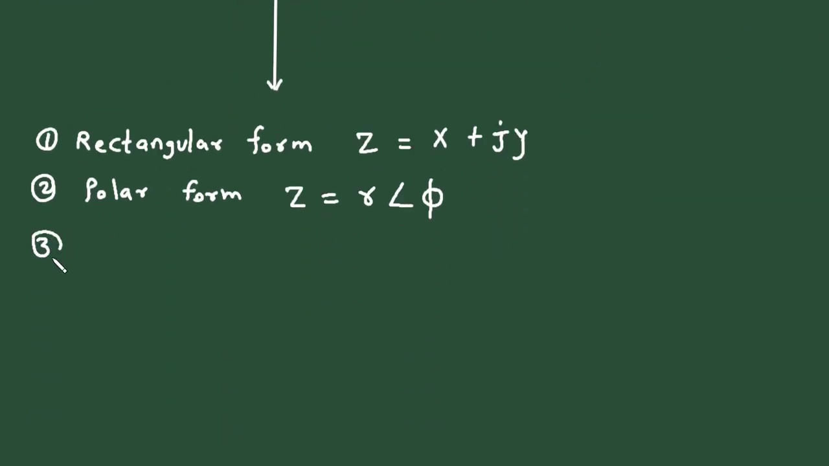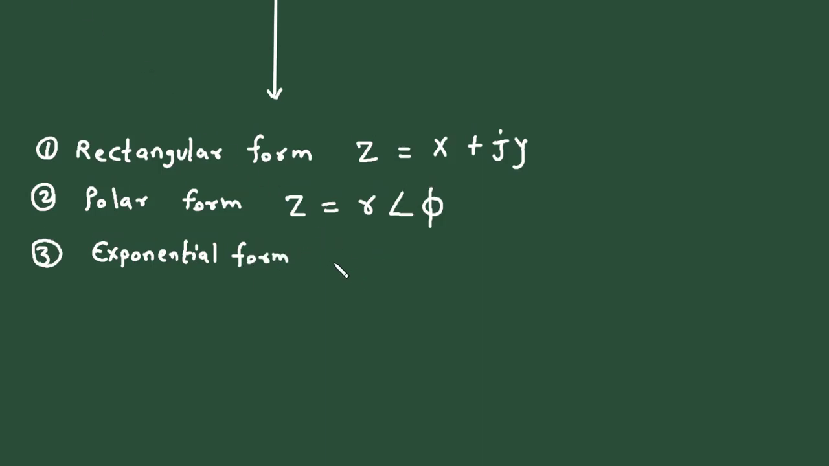Then next is exponential form. Exponential form, z is equal to r e to the power j phi.